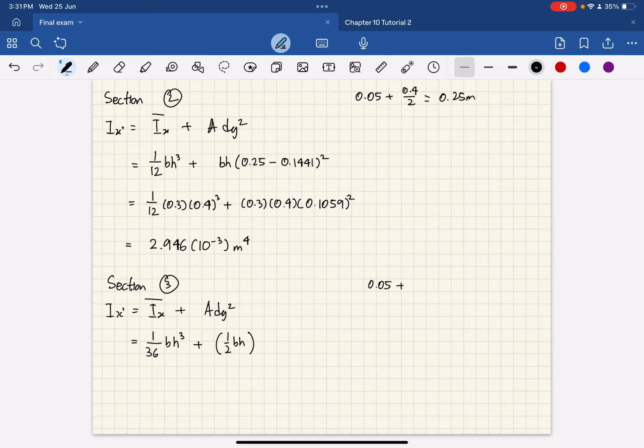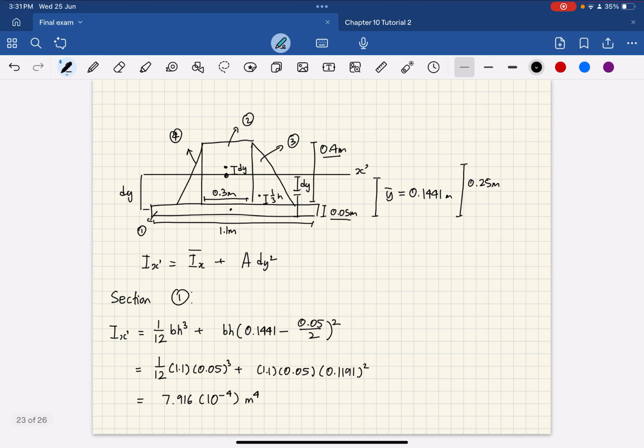Okay, so 0.05 plus 0.4 over 3, how much is it? You get 0.183. Oh, okay, so it's actually a little bit more, to be honest. It's supposed to be somewhere along here, a little bit more than the distance actually. Okay, so that difference will get you the answer.